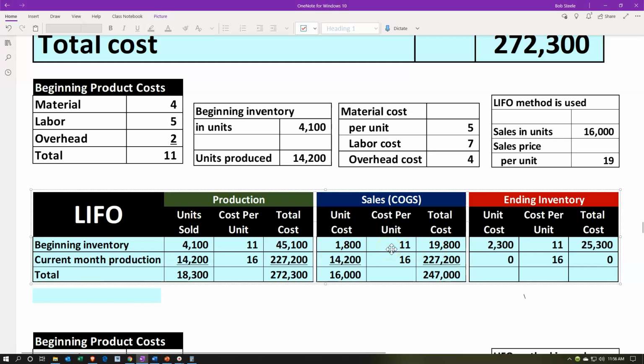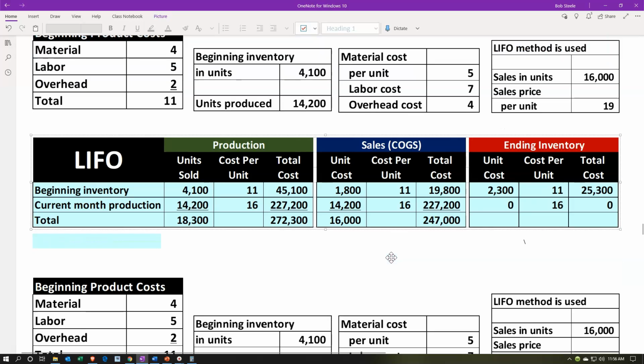When do you want to look worse? Possibly for taxes. Then if you were to reverse that, if these were going the other way, 16 being the old units, 11 being the new units, that could happen. Then you just reversed your assumptions, and that would mean that LIFO would make us look better than FIFO in a case of declining prices.